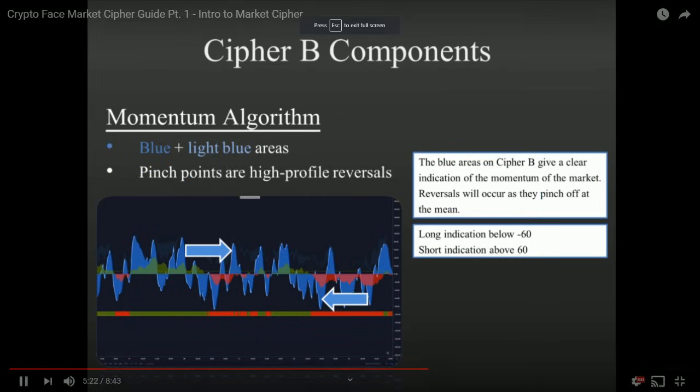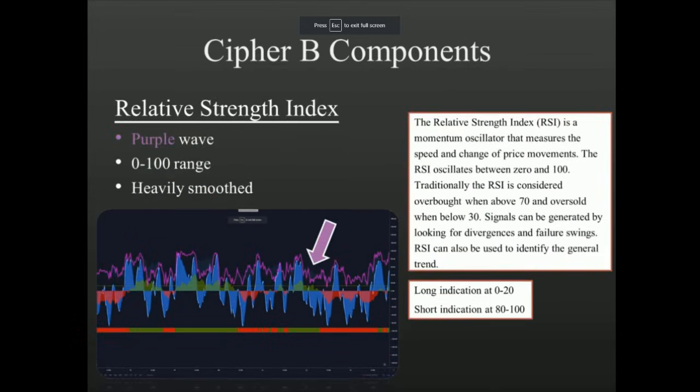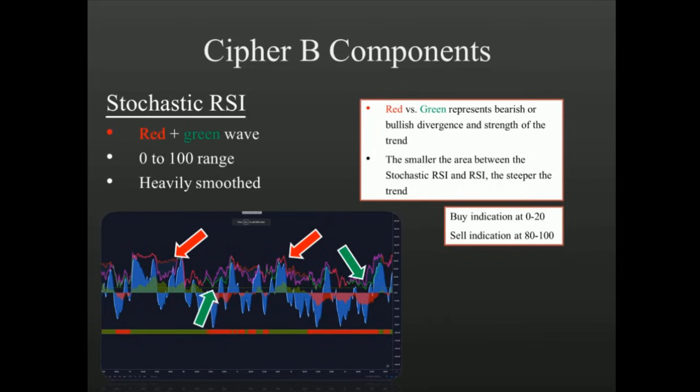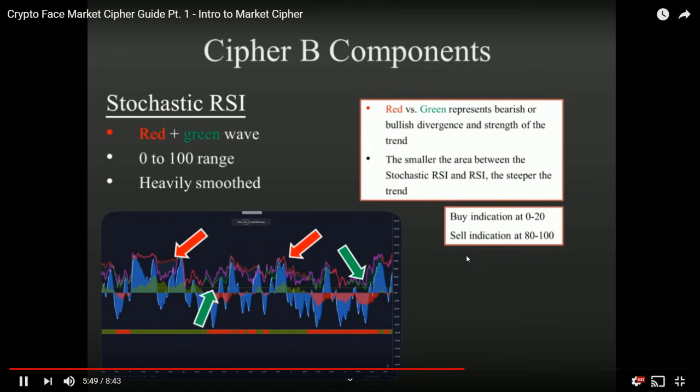Of a trend's momentum. The third oscillator is the relative strength index. It is the heavily smoothed purple oscillator that undulates between the 0 line and the 100, unlike the previous oscillators which swivel between positive and negative values. The RSI is oversold at 20 or below and overbought at 80 or above, and interacts with the stochastic RSI to create divergences. The stochastic RSI is the fourth oscillator, which is the heavily smoothed red and green line that also undulates between the 0 and the 100.